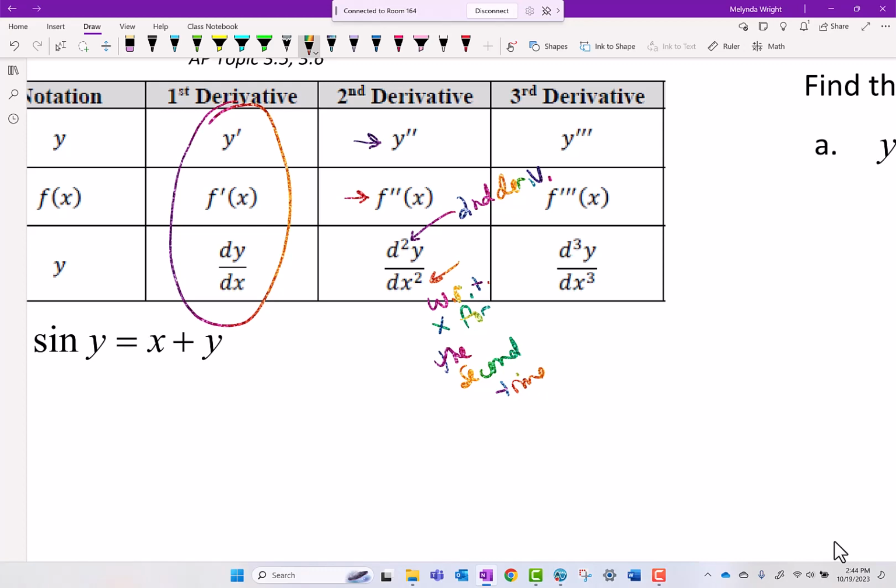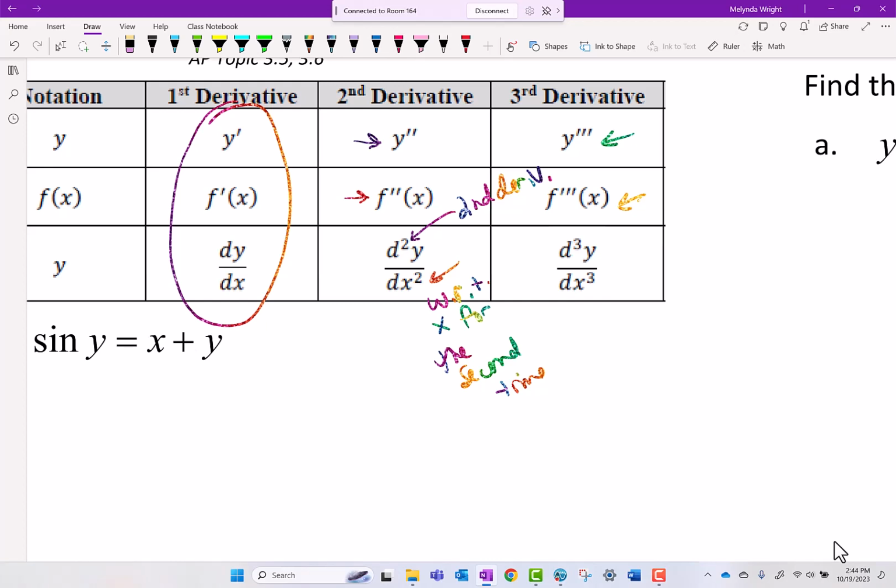With the third derivative, we have three little prime marks. That's pretty easy. And again, we've got this location where the threes are, and it's the same reasoning as where the twos were. The top three is by the d because it's the third derivative of y. And the bottom three is by x because we've taken it with respect to x three times.